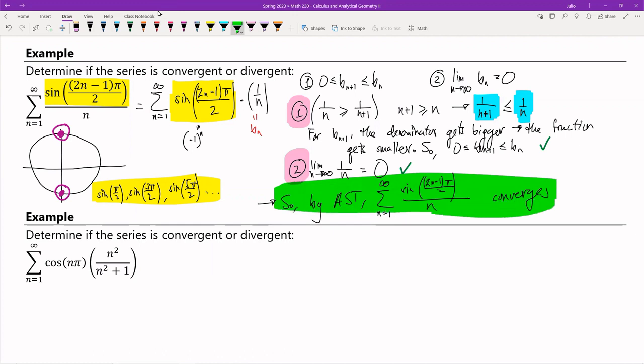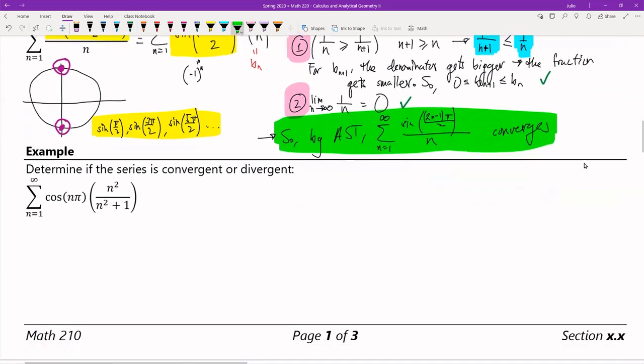So notice how all we needed to really do here is to show those two conditions. And once we showed the two conditions, we were golden. We were good. That's it. That is it. Okay, let's move on to the next example.